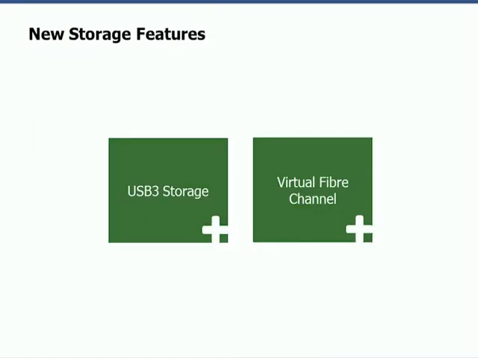Besides the benefits of the new VHDX format, there's a number of new storage features in Windows Server 2012 Hyper-V. You can now store virtual machines on USB 3 storage, which is going to give you much higher performance than ever before for a removable device. And then there's virtual fiber channel support. With virtual fiber channel, you can connect to a fiber channel SAN from within a virtual machine. This allows your existing investment in fiber channel SAN to support the virtualized workloads.